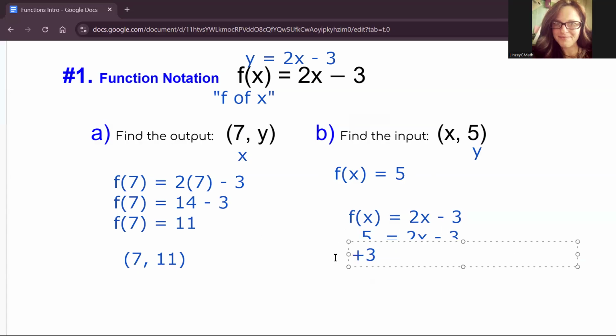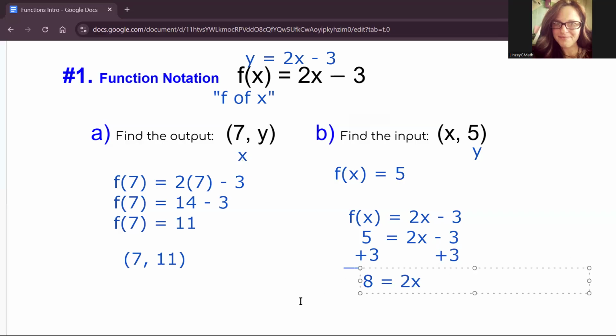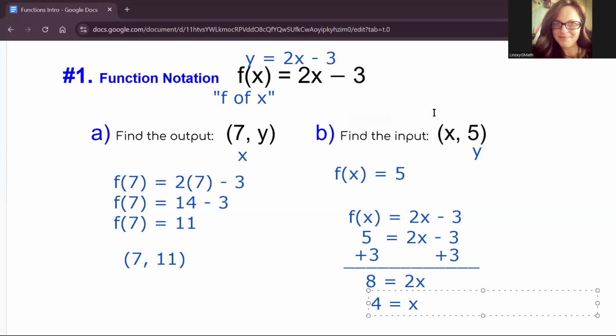We'll add 3, bring it over to the other side of the equal sign. And we get 8 is equal to 2 times x, divide by 2. And we get x is 4. So 4 comma 5, or we could write it as f of 4 is equal to 5. Moving on.